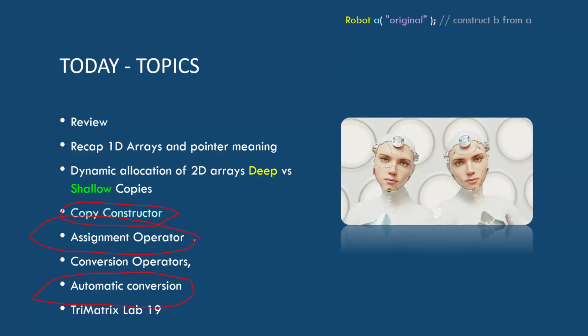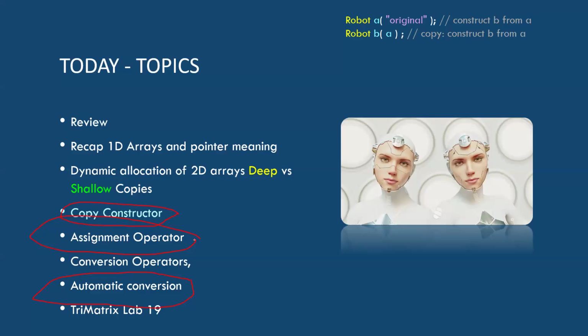So here's what I'm talking about when I talk about making copies. Here's a robot class, and let's say I give it a name, and who knows what else it's got inside of there, but I'm calling that robot A, named original. And then I say, hey, I want a copy of A and I want to put it in B. So this is what it looks like when we call a copy constructor. It's really just a constructor for the robot, but the argument that we're giving it is another robot.